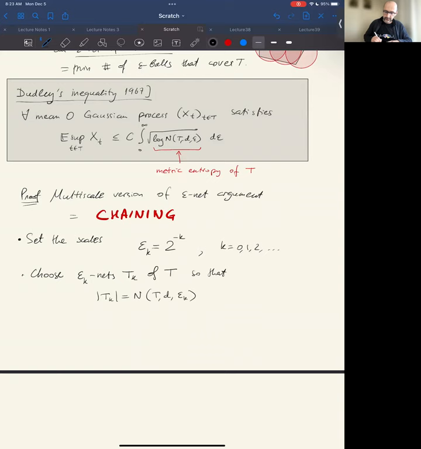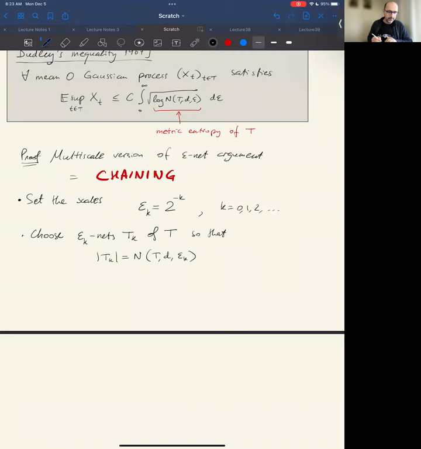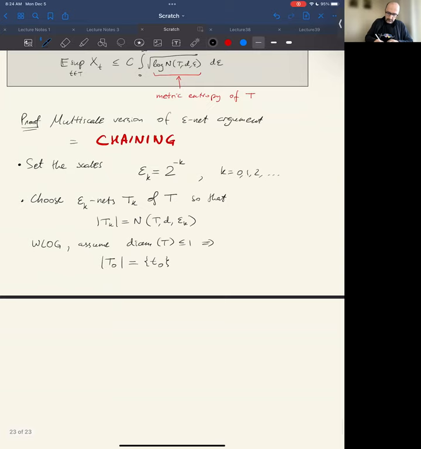Okay, so we do this covering on many, many scales. Without loss of generality and for simplicity, let's assume that the diameter of T is bounded by one. So we can make the coarsest covering consist of just one point. If the diameter is less than one, you can cover the entire T by one ball. Let's call it T_0.